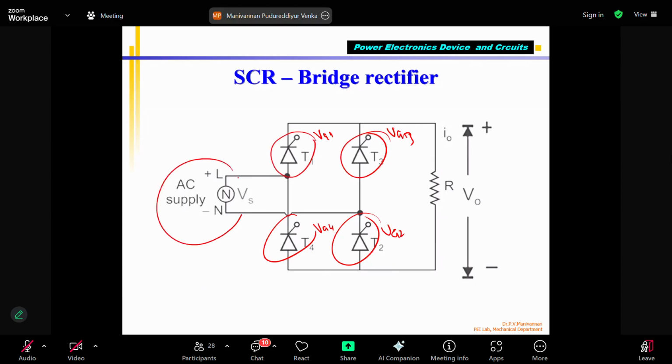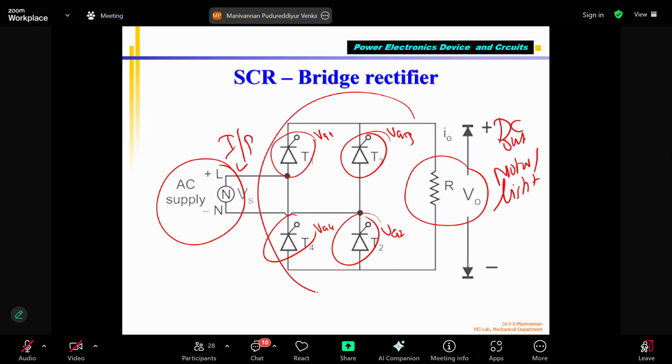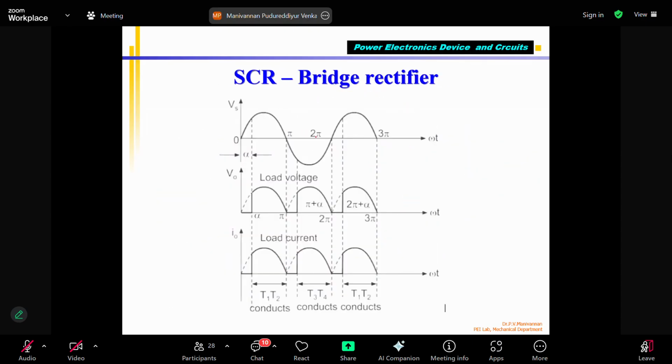Please note the AC voltage is given. Similar to the diode bridge rectifier, this is my load resistor, which can be a motor, a light, or any other electrical load which wants DC voltage. AC is the input voltage and this is the DC output voltage. This is my rectifier. Again, similar to that, I can conduct both the positive and negative half cycles. For the bridge rectifier input, you can see this is the positive half cycle and this is the negative half cycle. So I can control the angle.